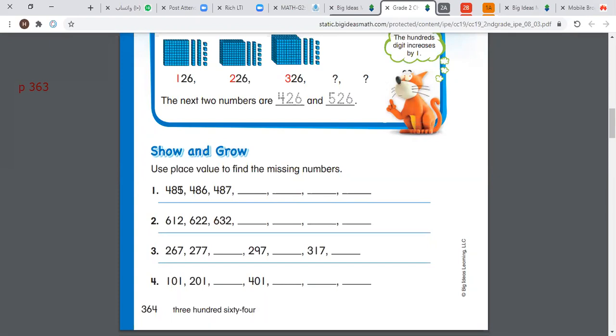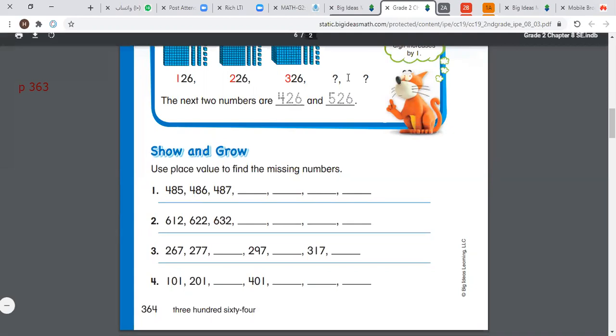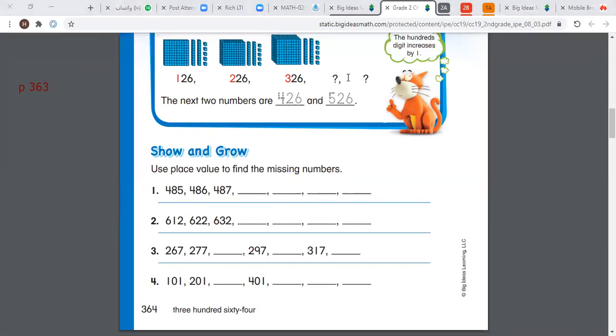Here we have 400, 400, 400. So we don't increase anything in hundreds. What about tens? 8 tens, 8 tens, 8 tens. We don't increase by tens. What about ones? Here we have 5 ones, 6 ones, 7 ones. Actually here we increase one in ones place. So here we increase by 1. Count by 1. Who can complete, grade 2? Let's choose Tayyim to answer this question. Tayyim, are you ready?